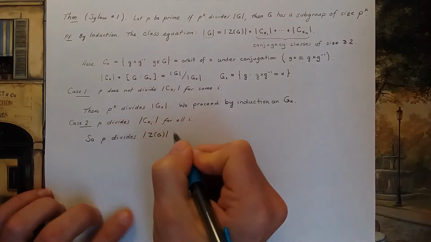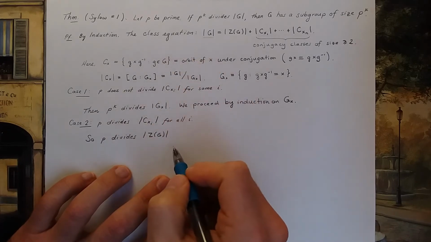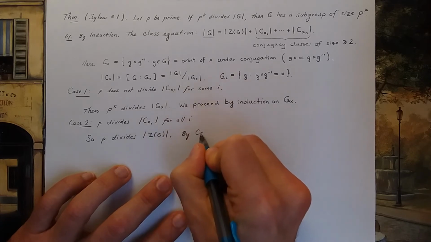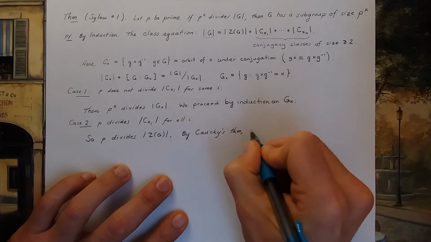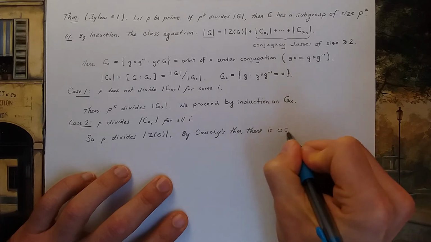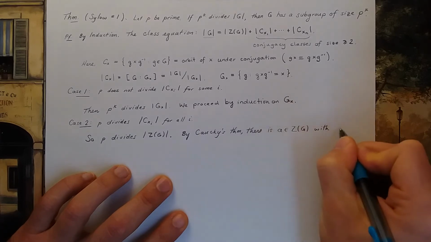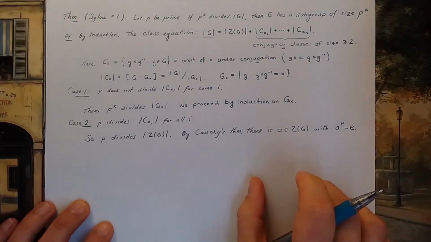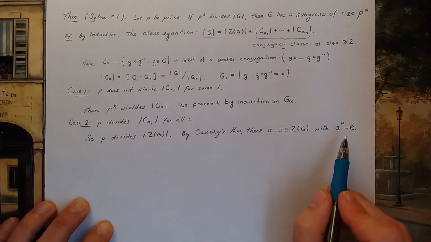The center of a group is a subgroup. It's a group itself. It's the set of all elements that commute with everything in your group. So we can apply Cauchy's theorem, our last video. There is an element A in the center with order P. This is actually why we proved Cauchy's theorem in the last video, for this step right here.